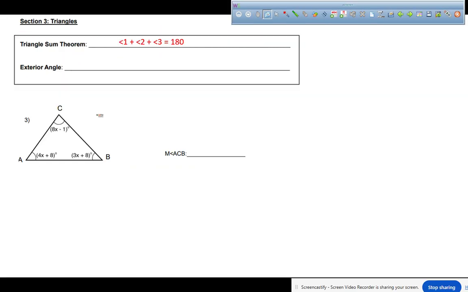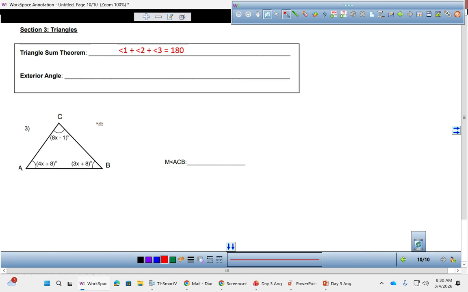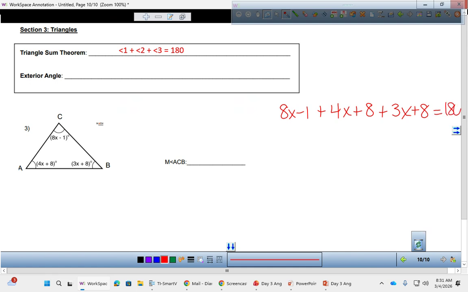I think there might be one more triangle sum theory question. Okay, so this one's got three angles, right? All three angles are inside of the triangle, and so triangle sum theory says that I take angle 1, whichever one you want angle 1 to be, plus angle 2, plus angle 3, and set them equal to 180. The three angles inside of the triangle equals 180.